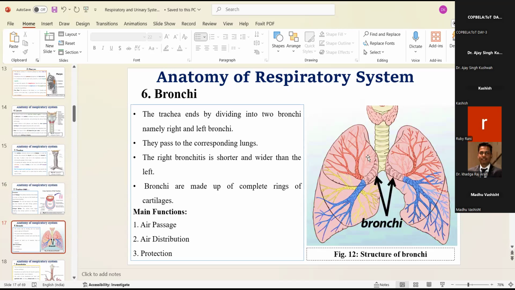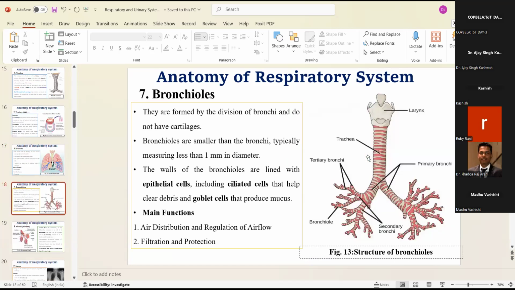You can see the right bronchus is shorter and wider compared to the left bronchus. The bronchi have cartilage, and the bronchi have some functions: they help in the transfer of air, they help in the distribution of air in the lungs, and they protect against foreign particles and dust entering the lungs.